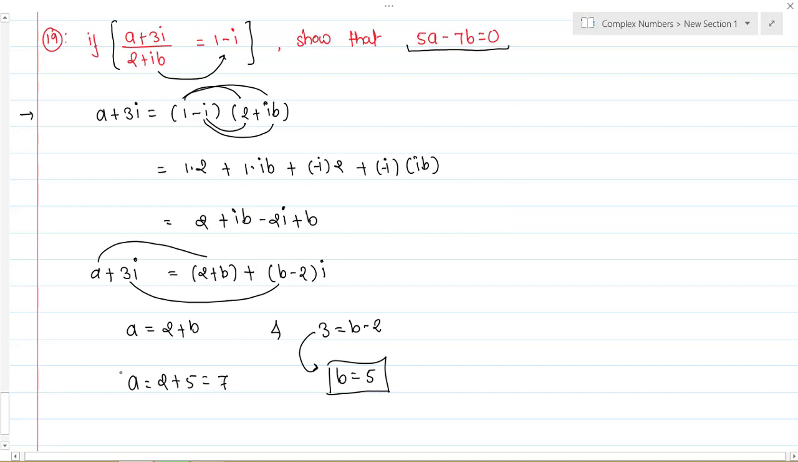Once you get the value of a and b, now it's very simple. Substitute in this equation: 5 into a, which is 7, minus 7 into b, which is 5. So this equals 7 fives are 35 minus 35, and this equals, wow, 0. So what we have done is just solve whatever information they have given. That's very important. See, it's very, very simple.